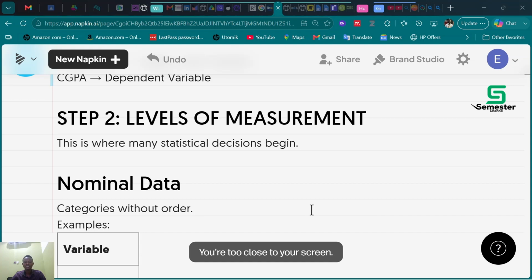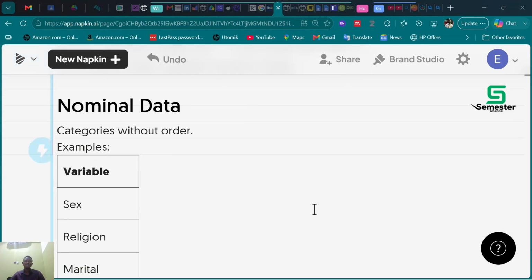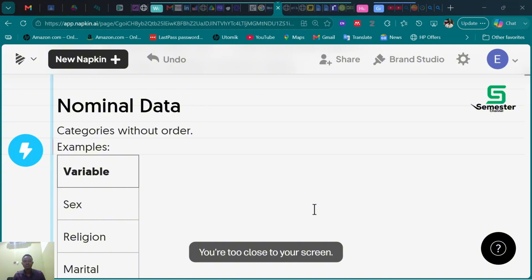Now, this is where the decision for the statistical tool begins. Okay, so we have the different types of data as well. For this one, we are looking at nominal data, where categories are in no order. We have no order or no degree in its presentation. So an example is sex or gender.